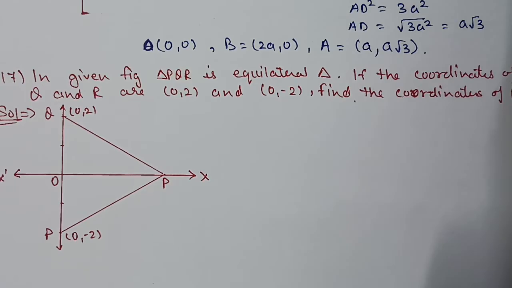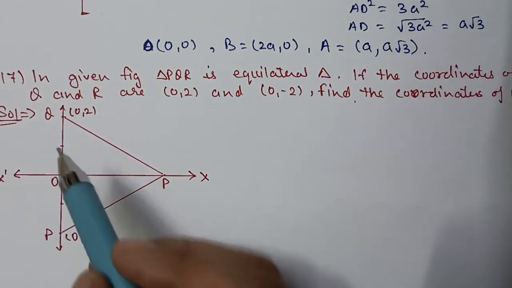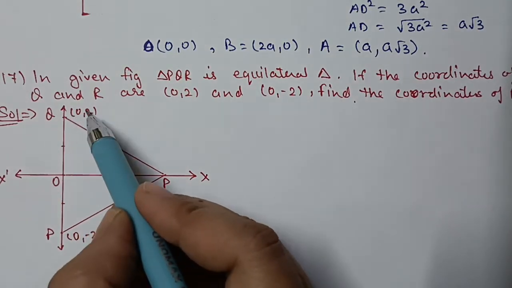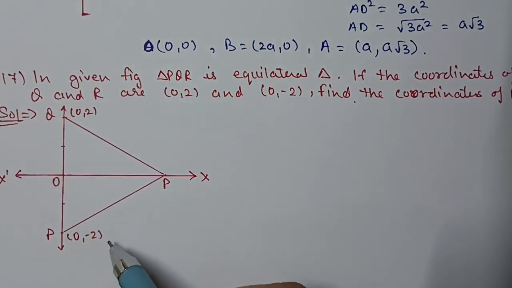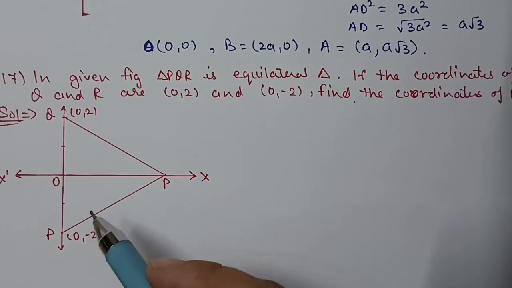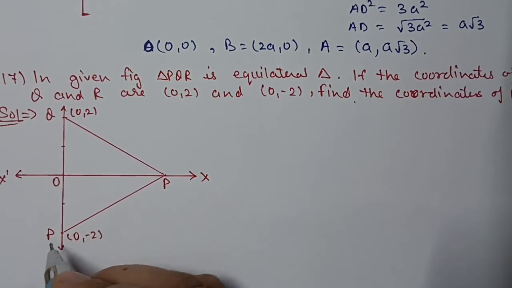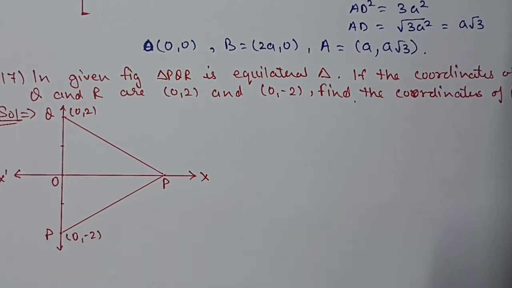Next we have question number 17. In the given figure, PQR is an equilateral triangle. If the coordinates of Q and R are 0, 2 and 0, -2, find the coordinates of P. So here an equilateral triangle is given. Q is 0, 2 and R is 0, -2.